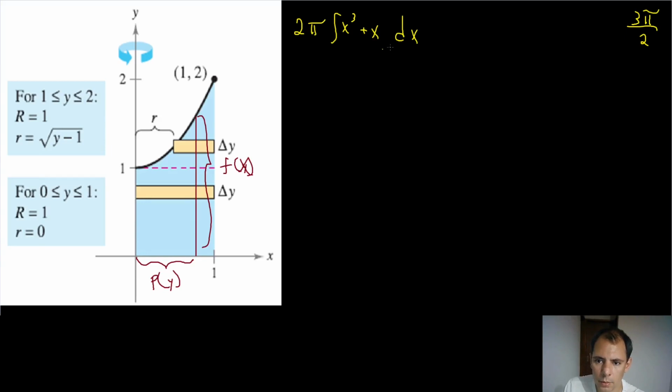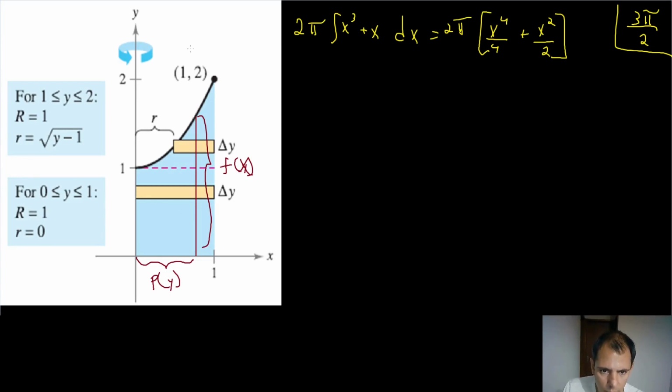So I'm going to separate this. This equals 2 pi, and the integral with respect to x, right? X to the 4th divided by 4 plus x squared divided by 2. Oh yeah, and now that I'm integrating with respect to x, it'll be from 0 to 1. Just to make sure that you know what I'm talking about, it'll be from here to here. So from 0 to 1.